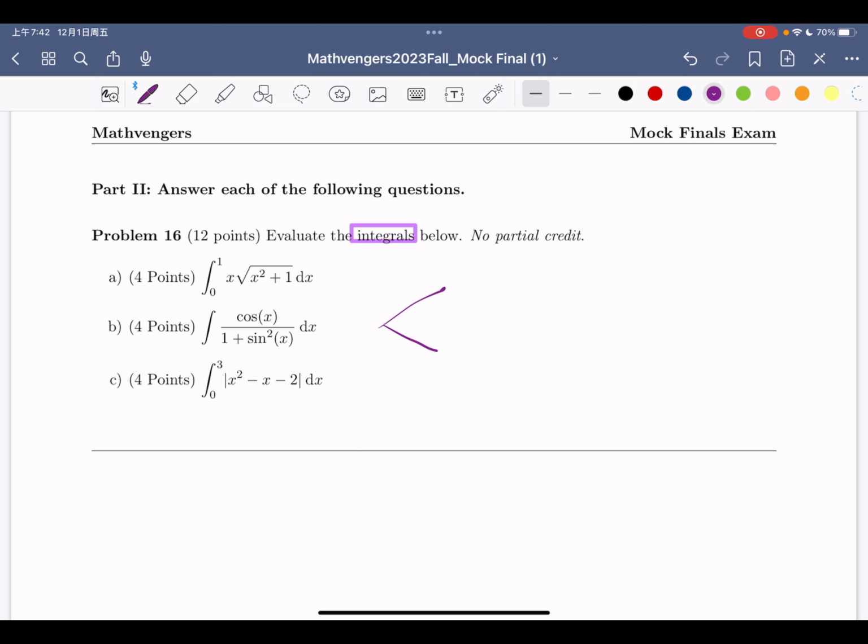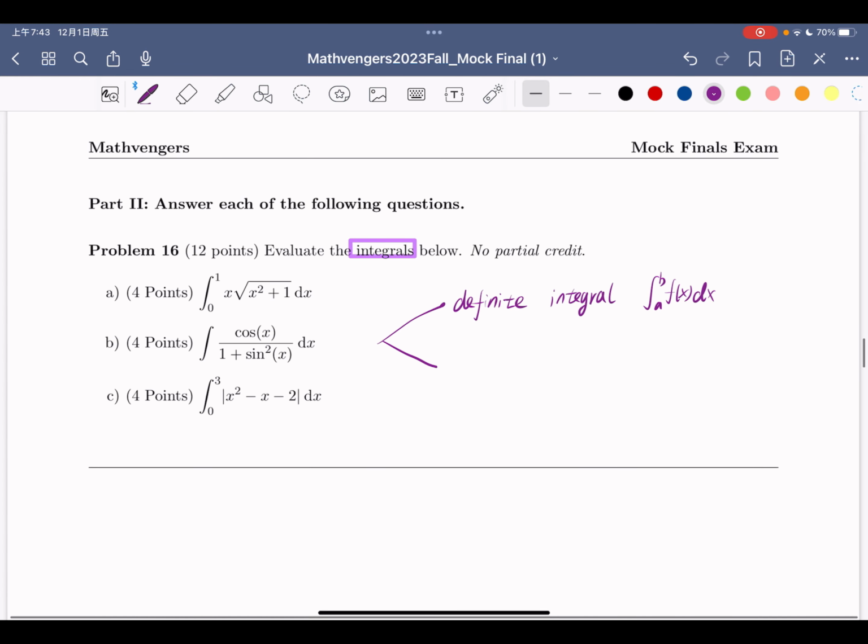The first one is the definite integral, which means we have an upper bound and a lower bound. So we write it like this. Okay, another one is the indefinite integral, which means you don't have an upper bound and lower bound.